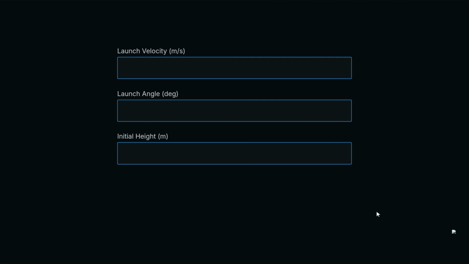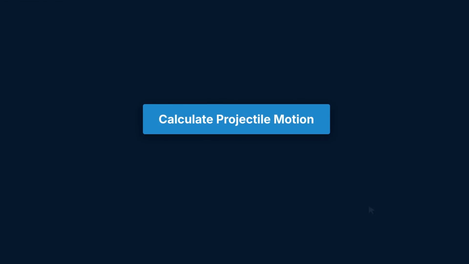Let me show you a worked example. I'll enter a launch velocity of 10 meters per second, a launch angle of 10 degrees, and an initial height of 10 meters. After clicking Calculate Projectile Motion, we get 3 results.